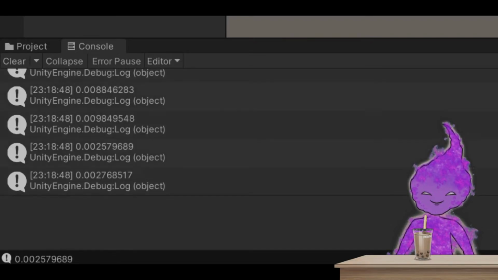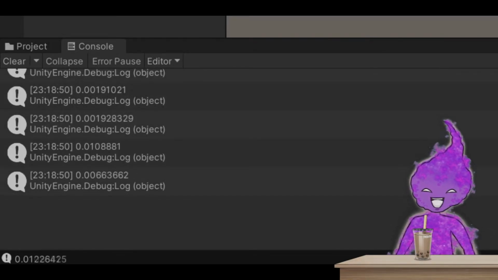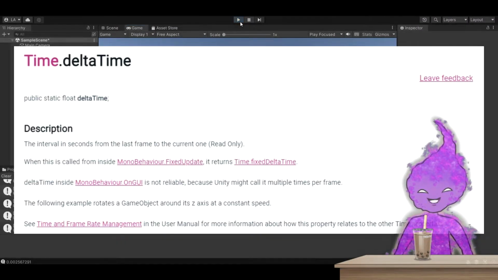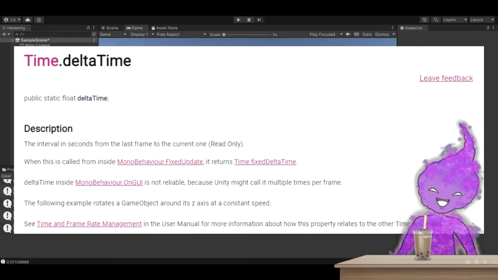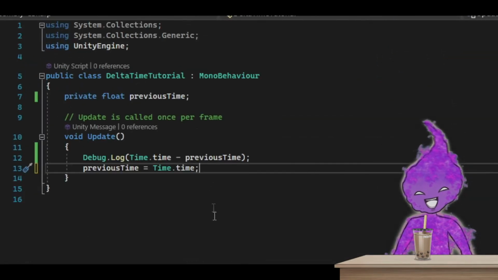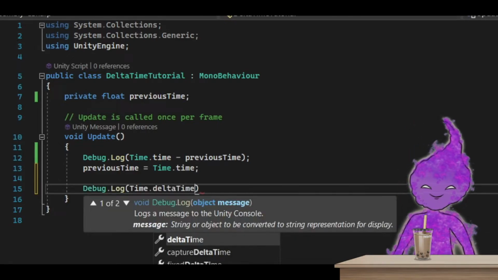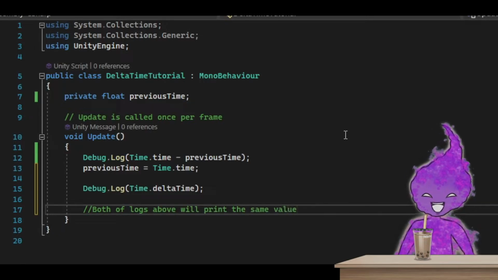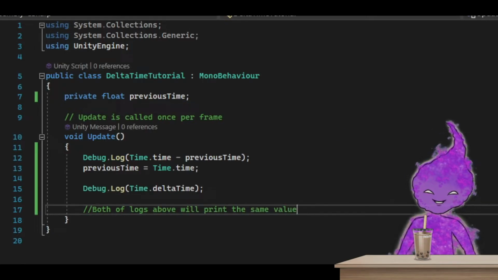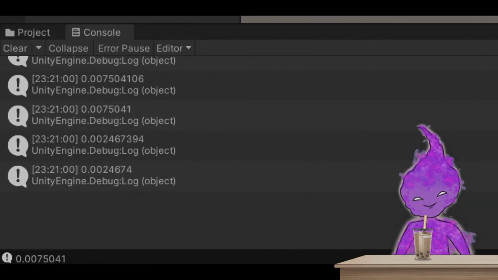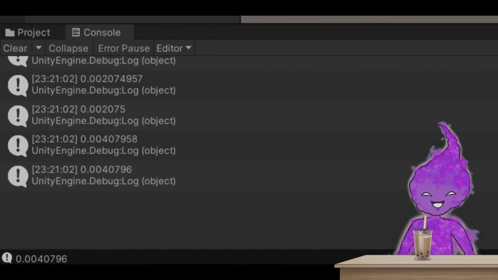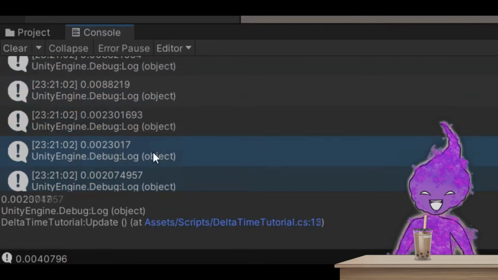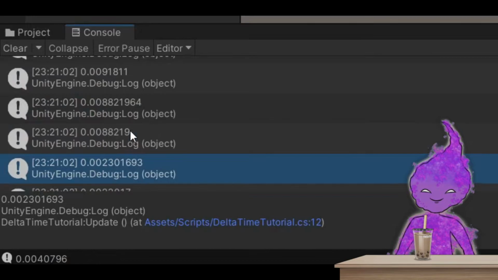So delta time is the interval in seconds from the last frame to the current one. It is already handled by Unity, therefore it's read-only and it's ready for us to use. You can try to print the two interval values between the one we manually calculated and the one that is provided by Unity using Time.deltaTime. And we'll see that both of them actually print the same value. The small difference is that Time.deltaTime returns a rounded value.